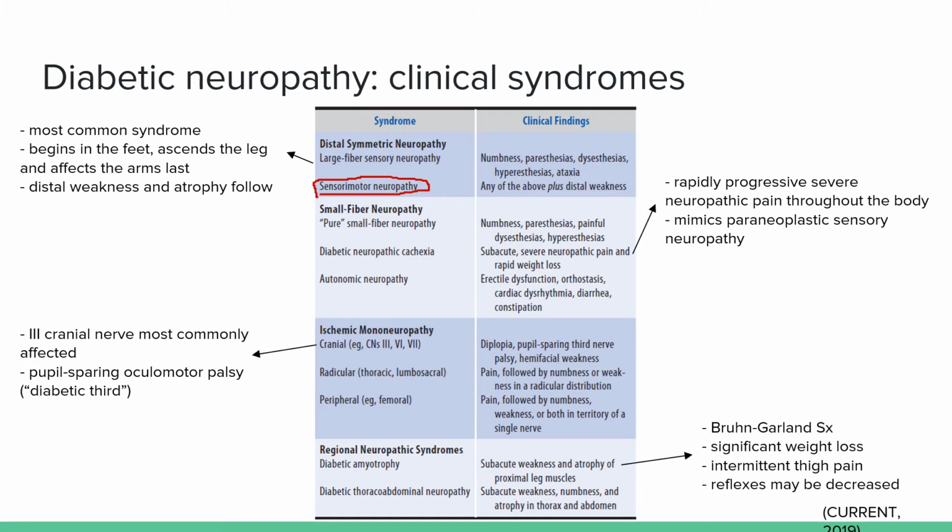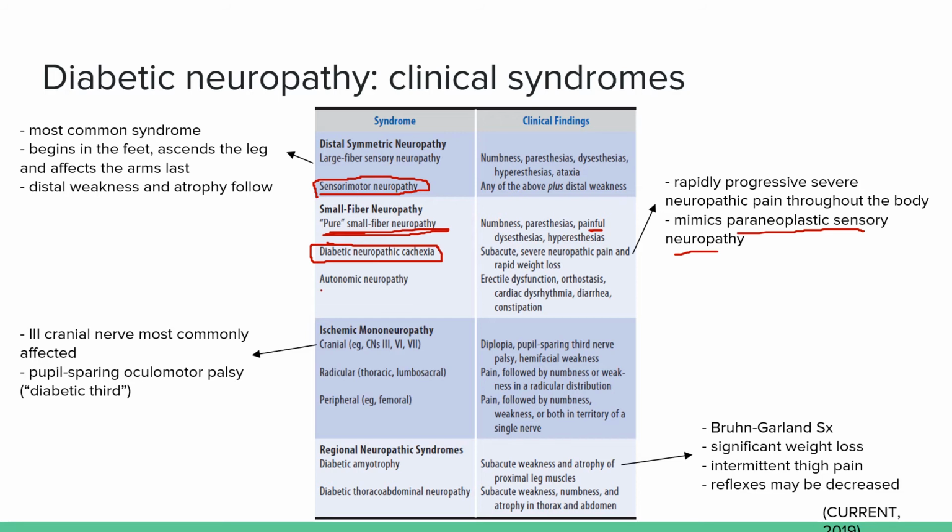Then we have small fiber neuropathy. This can be pure small fiber neuropathy, mainly seen clinically as numbness, paresthesia, and painful dysesthesia. There is a syndrome known as diabetic neuropathic cachexia. This is a subacute, severe neuropathic pain with rapid weight loss. This is a rapidly progressive neuropathic pain throughout the body, and it's important to differentiate it from paraneoplastic sensory neuropathy.